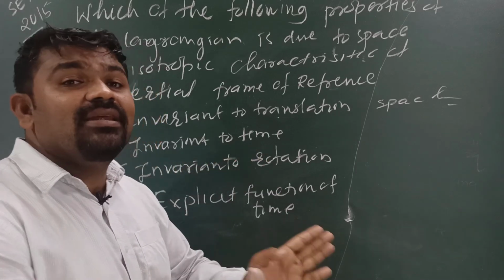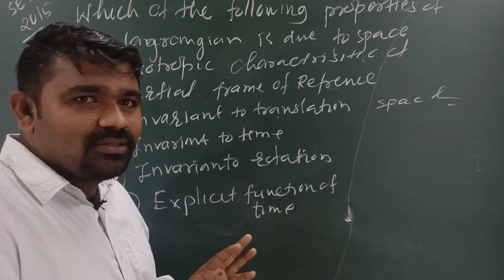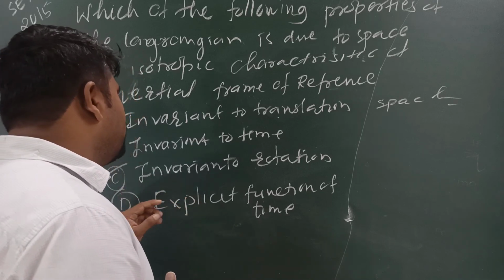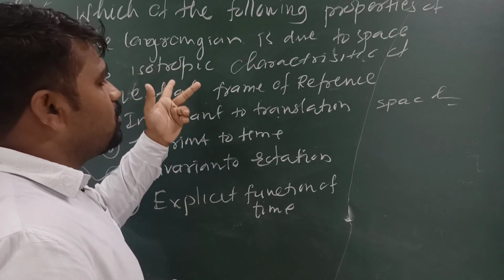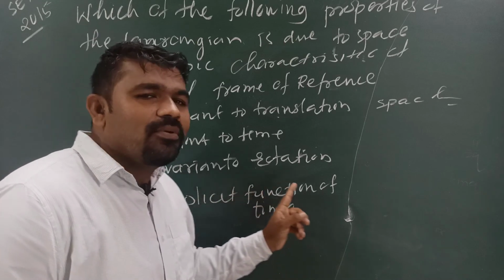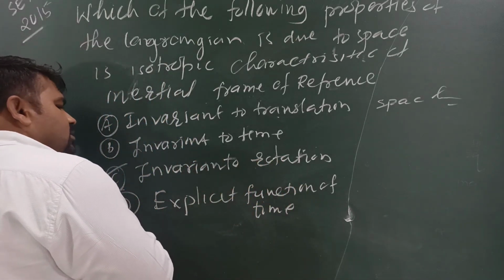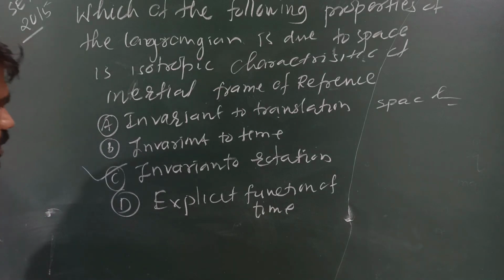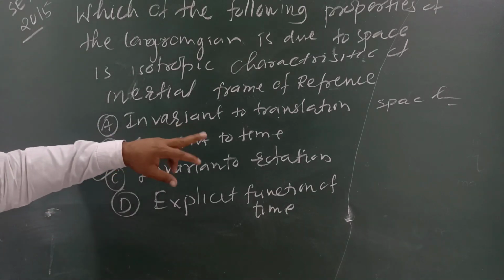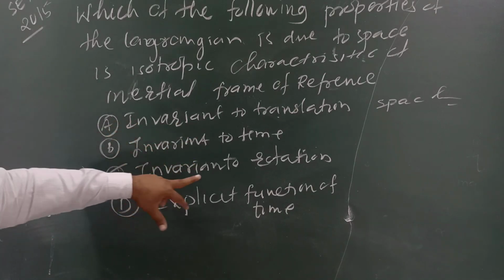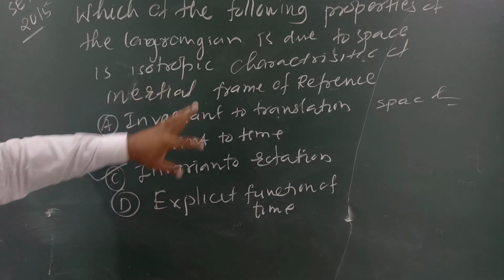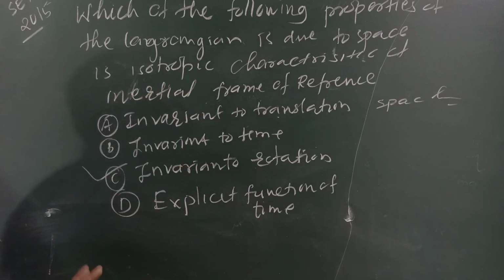Next, invariant to time means energy is conserved. And the third one, isotropic space means invariant to rotation. Which option is correct here? The third option is the correct one. Got it? Translation, space homogeneous. Rotation, isotropic space. Invariant to time, energy is conserved.